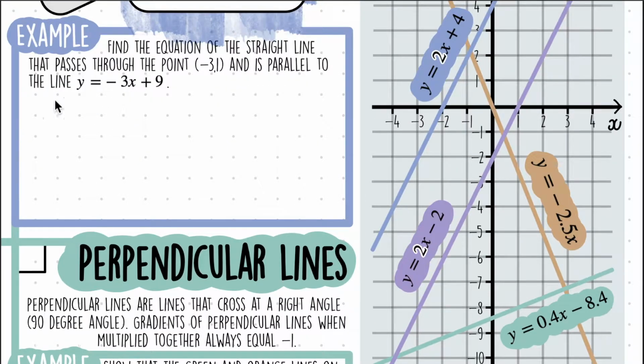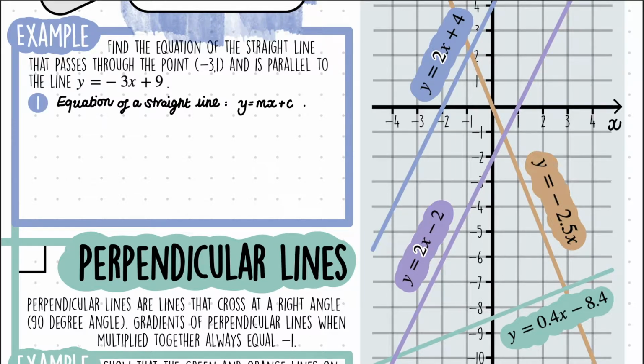Right, let's look at this example here. Find the equation of the straight line that passes through the point -3, 1 and is parallel to the line y equals -3x plus 9. Well, the first thing I always do is remind myself of the equation of a straight line, because what we're trying to do here is find the equation of a certain line. So let's just start out with the generic straight line equation.